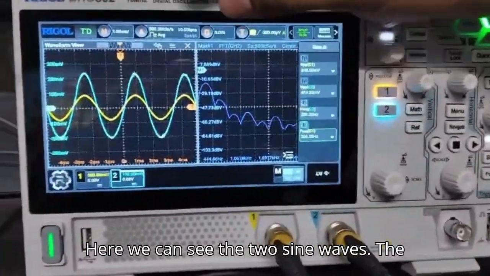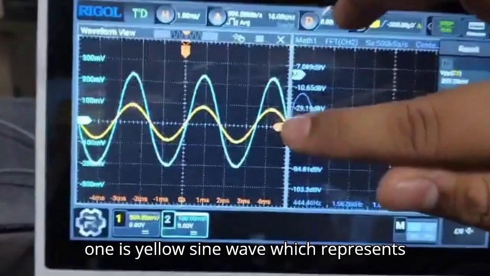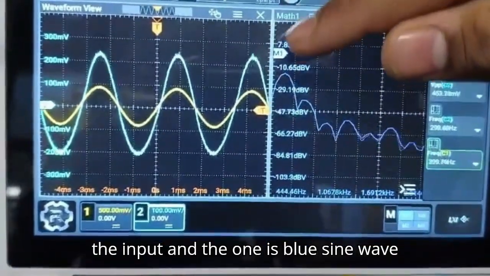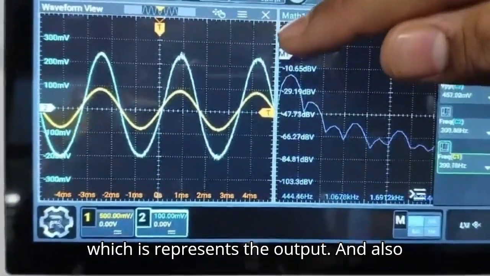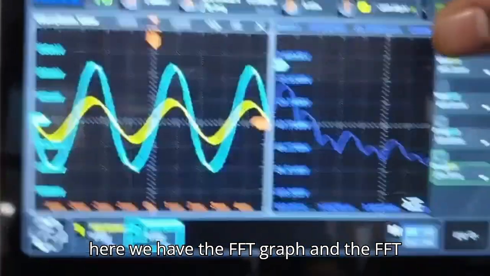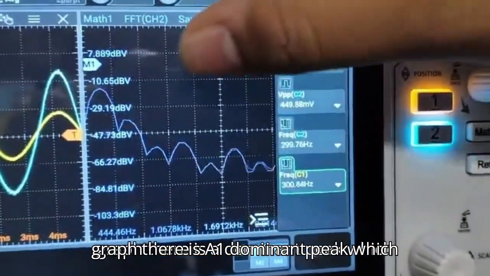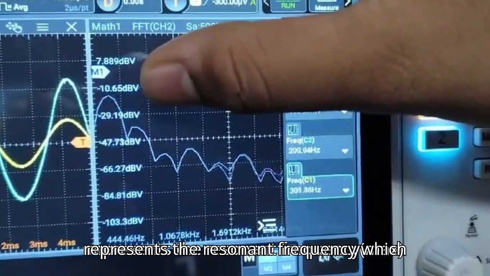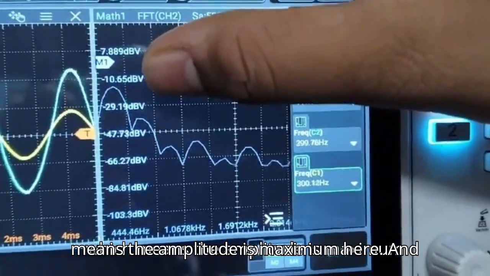Here we can see the two sine waves. The yellow sine wave represents the input, and the blue sine wave represents the output. And also here we have the FFT graph, and in the FFT graph there is one dominant peak which represents the resonant frequency, which means the amplitude is maximum here.